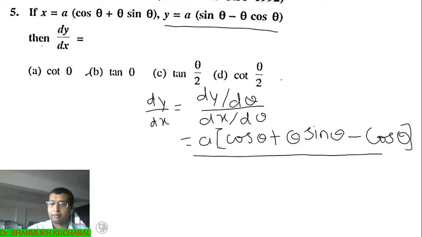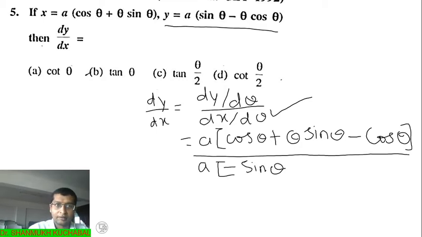So whole divided by, now we have to find the differentiation of x with respect to theta. So a as it is, cos theta differentiation is minus sine theta. Further plus as it is, we use the u into v rule. Theta as it is, sine theta differentiation cos theta. Further sine theta as it is, theta differentiation is 1.